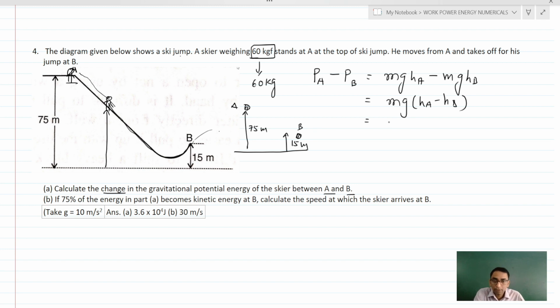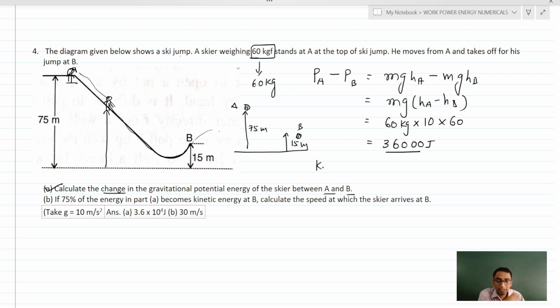So which is equal to mass is 60 kilogram. This is the weight, please understand, 60 kgf, right? g value we are going to take 10. If it is not given in the question, we'll take 10. Times the difference in height, 75 minus 15. So this will be 60 times 10 times 60, that is 36,000 joules. That will be the answer to the first part, A part. Now, it is being said that 75% of the energy in A, that is 75% of this 36,000 joules, becomes kinetic energy at B.